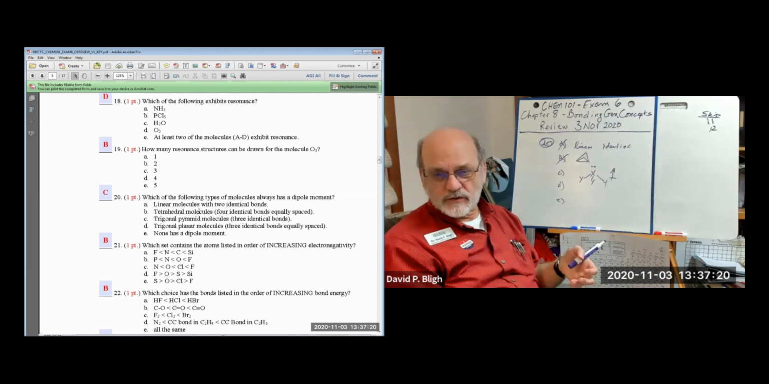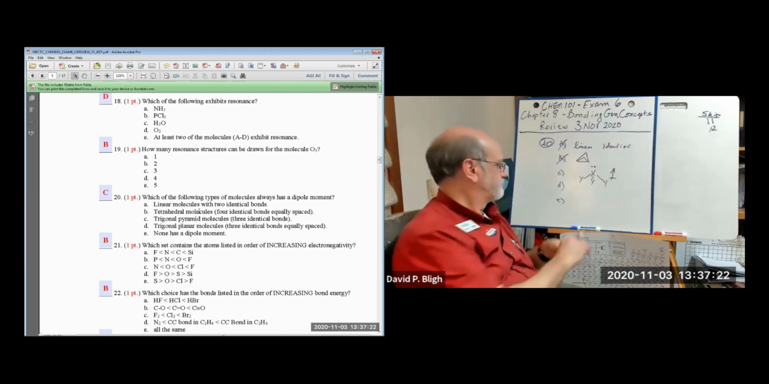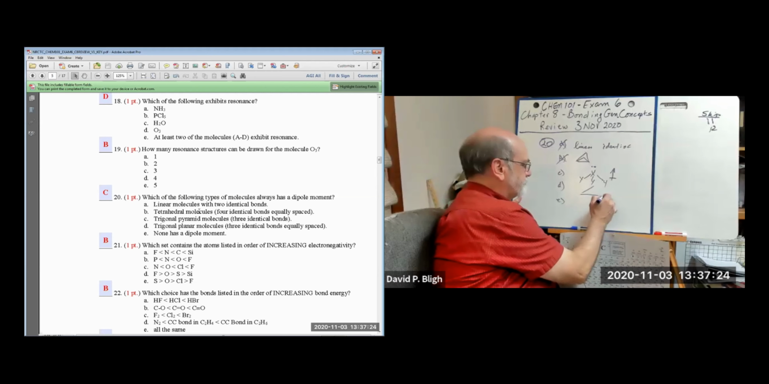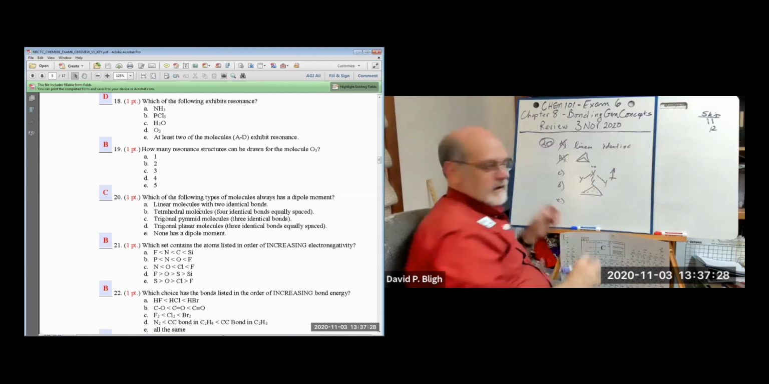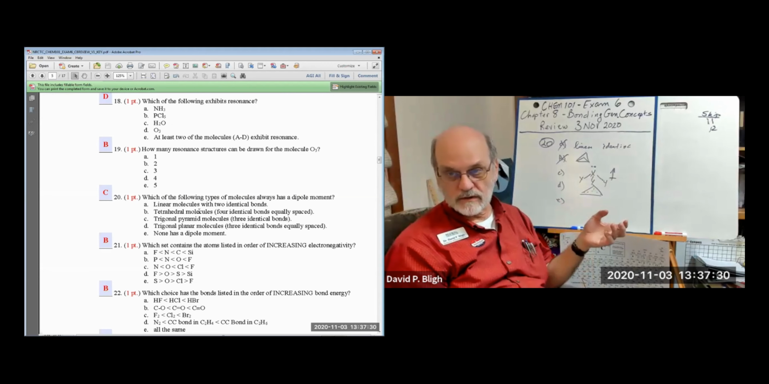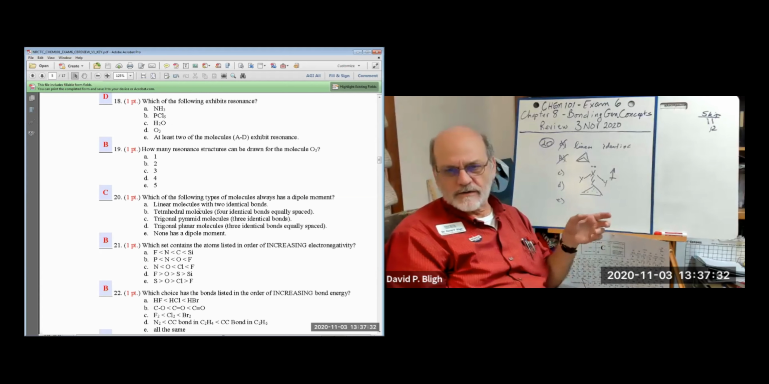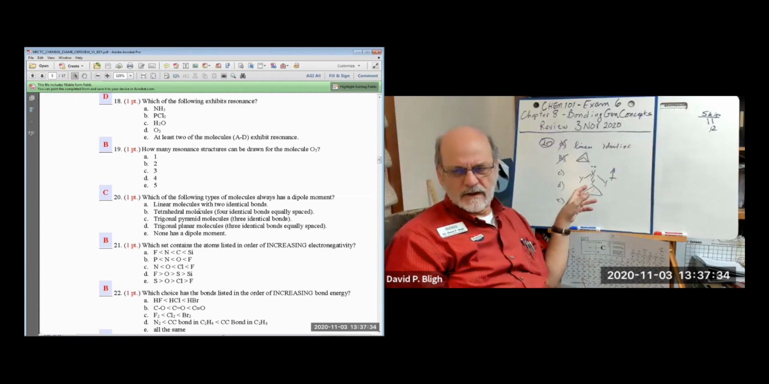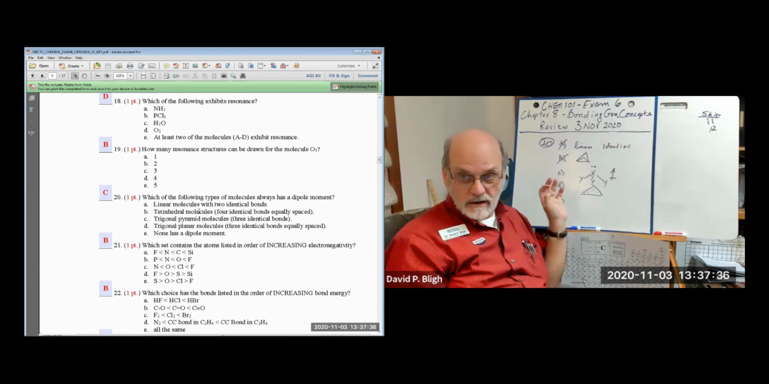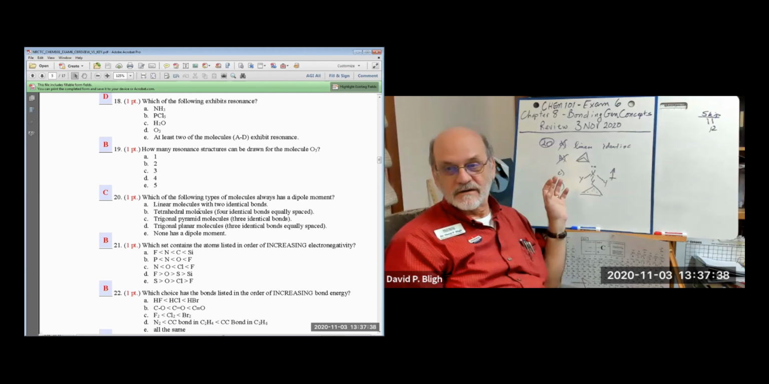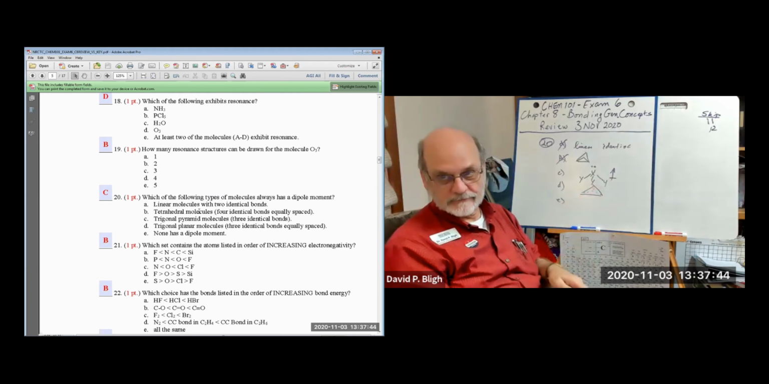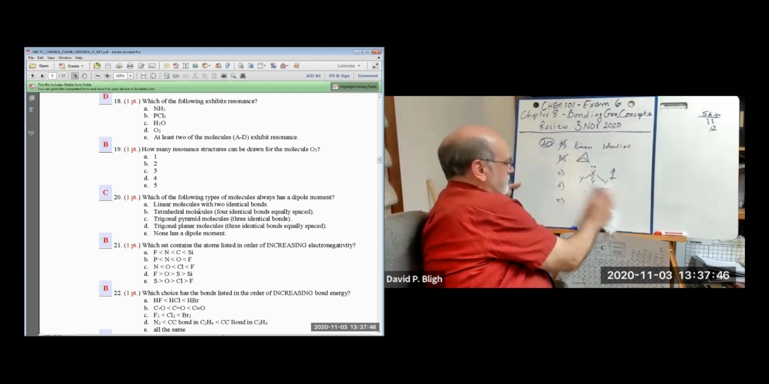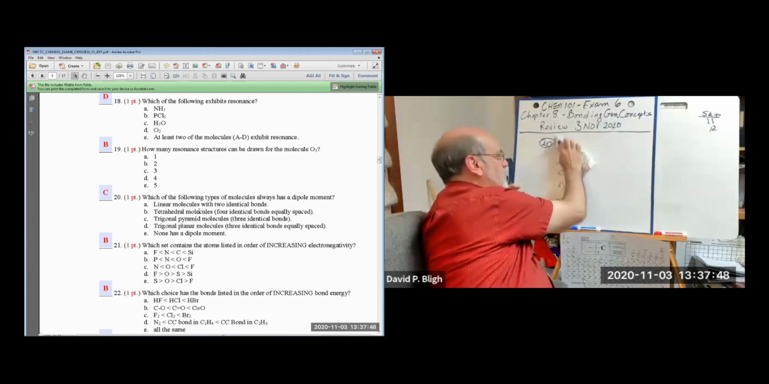Trigonal planar molecules with 3 identical bonds. That's always going to be nonpolar. Well, not always, but it won't always be polar. It won't always have a dipole. Sometimes it will and sometimes it won't, depending on the bonds. Okay, so that's why C is the answer to 20.